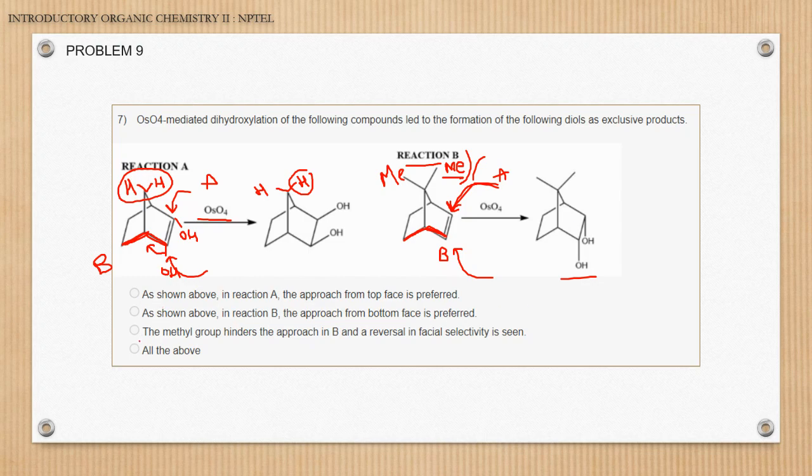When you go to C, the methyl group hinders the approach in B and the reverse facial selectivity is seen. So here the methyl group is hindering the approach from the bottom in B, and that is why you will get a facial selectivity that is the reversal from reaction A. That is why all of the above is the correct one.